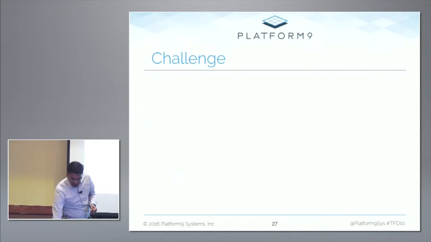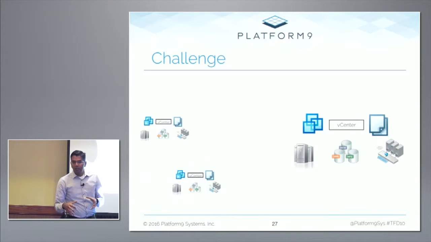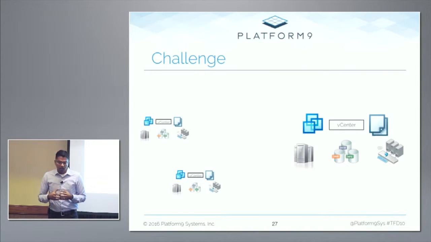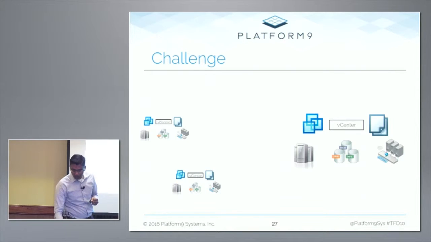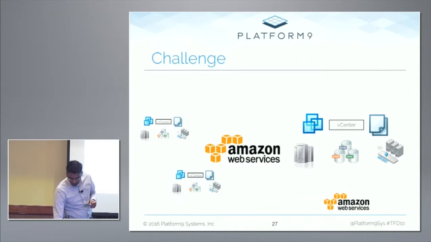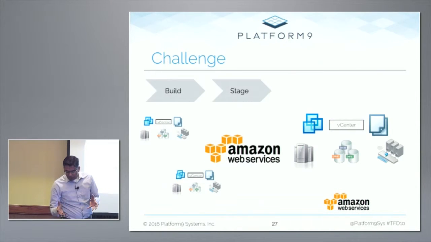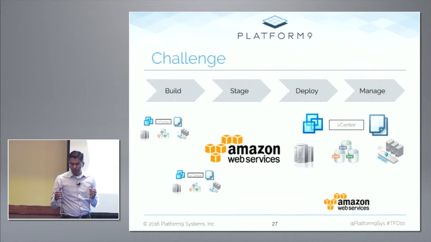Internally, for them, they faced a challenge. They had multiple data centers running VMware vSphere, and they were also using the public cloud. So they're using Amazon Web Services, and they're using multiple regions. And their challenge was, how do we build, stage, deploy, and manage a fully automated dev pipeline across all of these in a manner that is scalable, right?